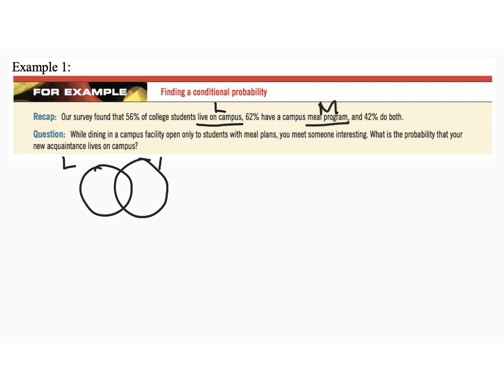So living on campus, meal program, I see 42% do both. I always start in the middle. 62% have a meal program, so that means there's a remaining 20 here, and 56 out here would make this 0.14, and then, of course, I would have the complement down in the corner. Okay, so there's my Venn diagram. I could use this, or maybe I won't use this at all.